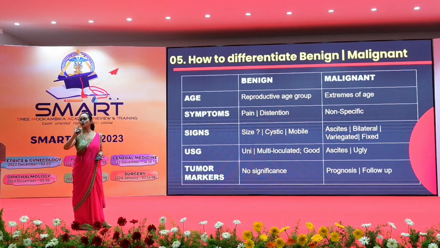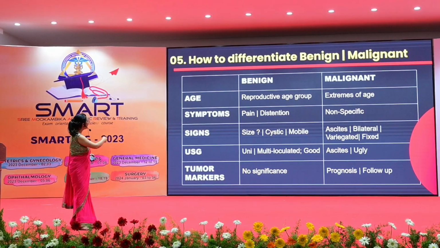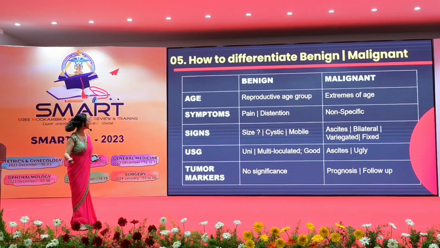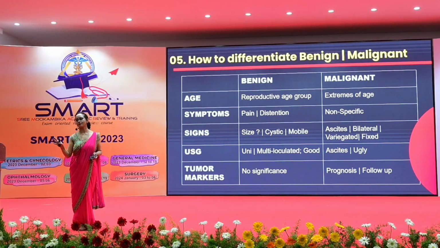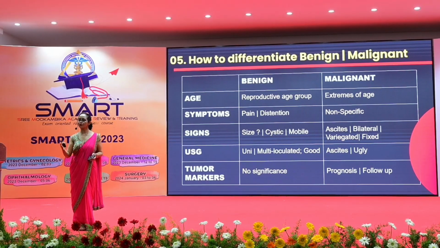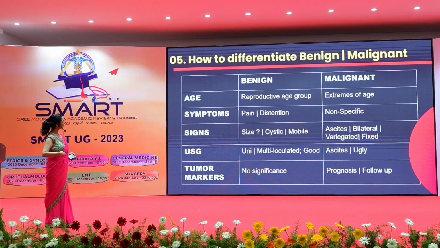There is no menstrual complaint except for a few. You can remember, you can take endometriosis. Endometriosis also has a little more game to it, which we are not going to discuss today. But symptoms usually are not menstrual symptoms. Benign will present with pain and distension. Malignant, non-specific symptoms. Okay, early satiety, post-meal distension, gastritis kind of symptoms, you will not be able to find out what it is. When you do abdominal examination, very important question, size does not matter.